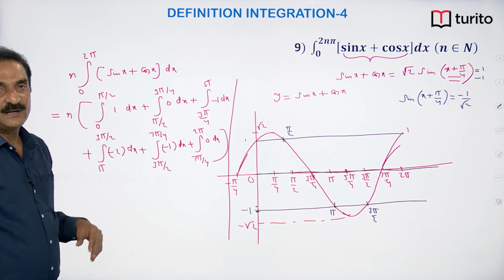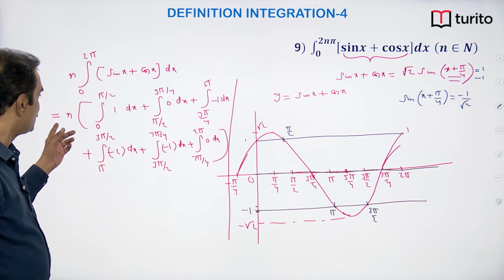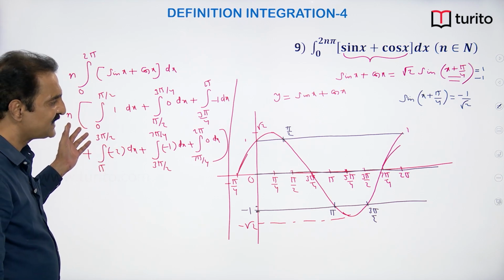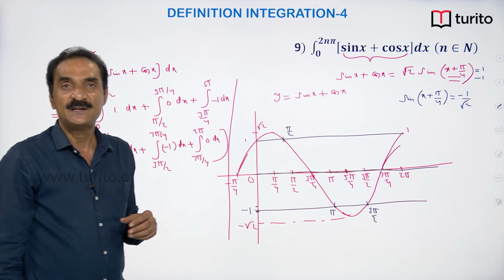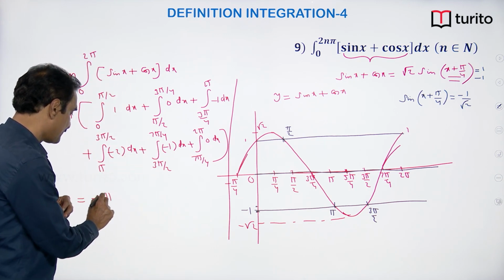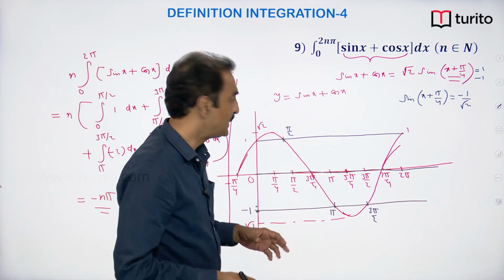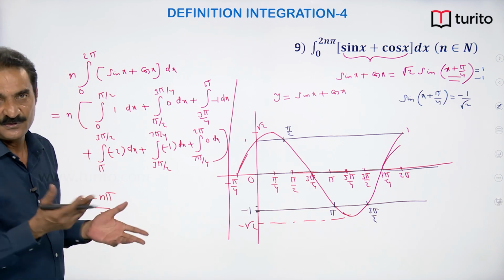Now you know how to calculate these values and finish. I think it will be something like minus n pi. You will get minus n pi, or plus n pi, I do not remember. So only the calculation part is left, you finish it.